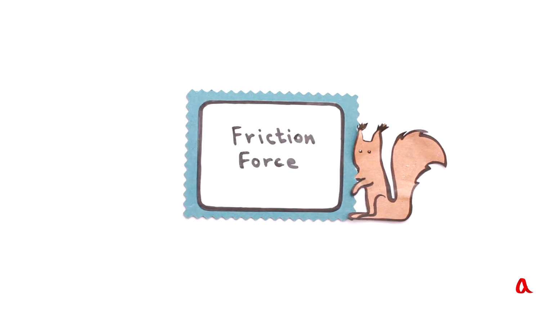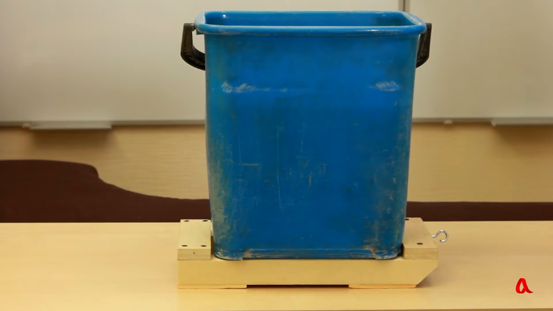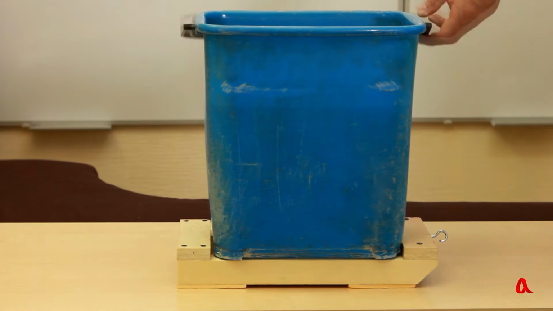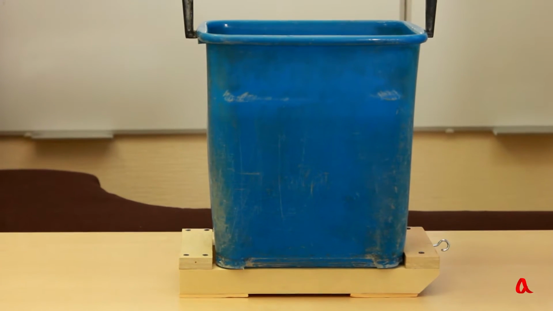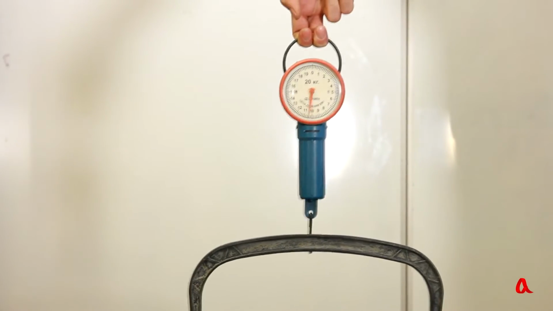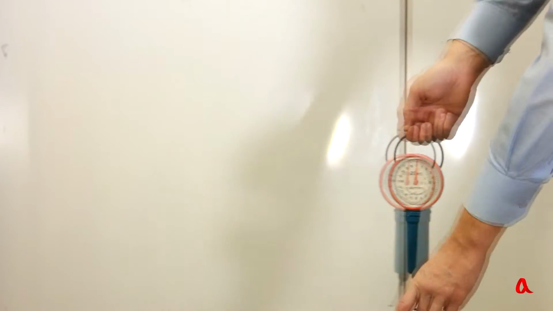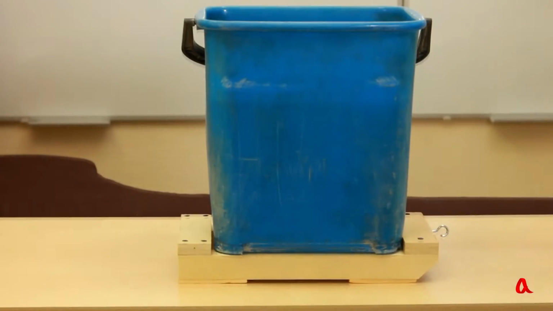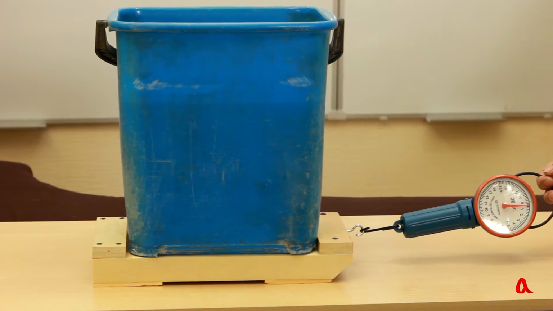Friction force. There is a sledge on the table and a bucket of water is on this sledge. To lift the bucket, you need the force of 10 kilograms. Now let's see, what force should be applied to move the sledge aside? We're pulling it horizontally by the hook.